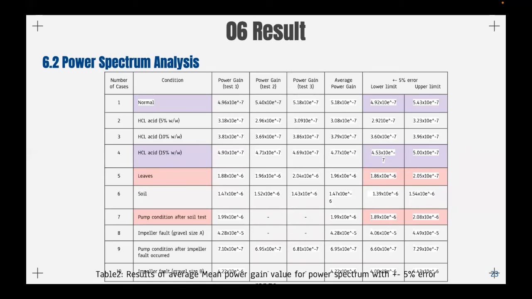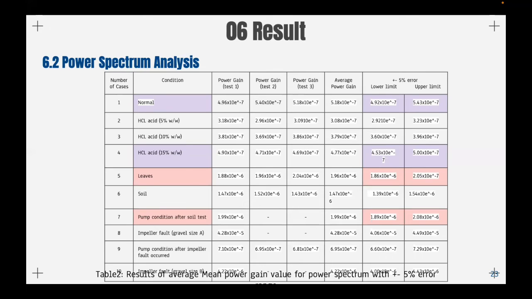Table 2 shows the result of average mean power gain value for power spectrum with plus or minus 5% error range. The same highlight color in the table indicates the cases that have overlapping values with each other, with case 1 overlapping with case 4, and case 5 overlapping with case 7.